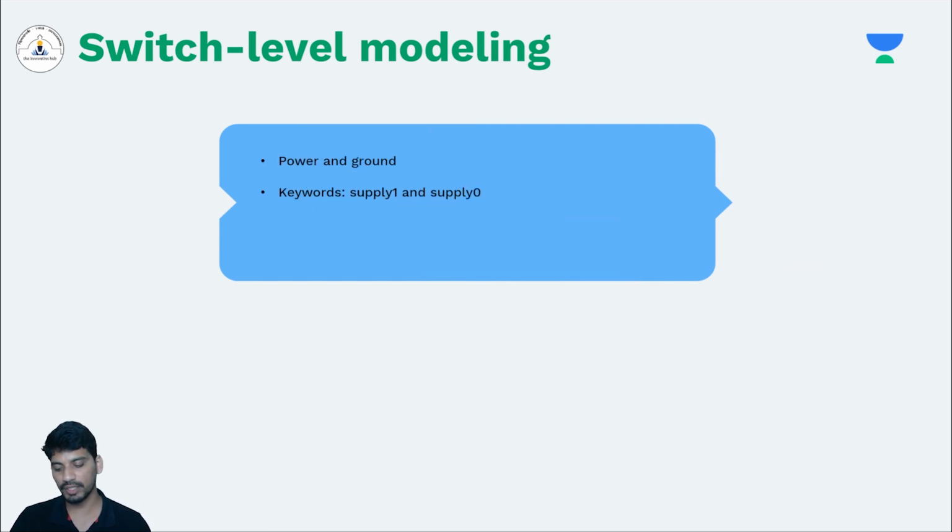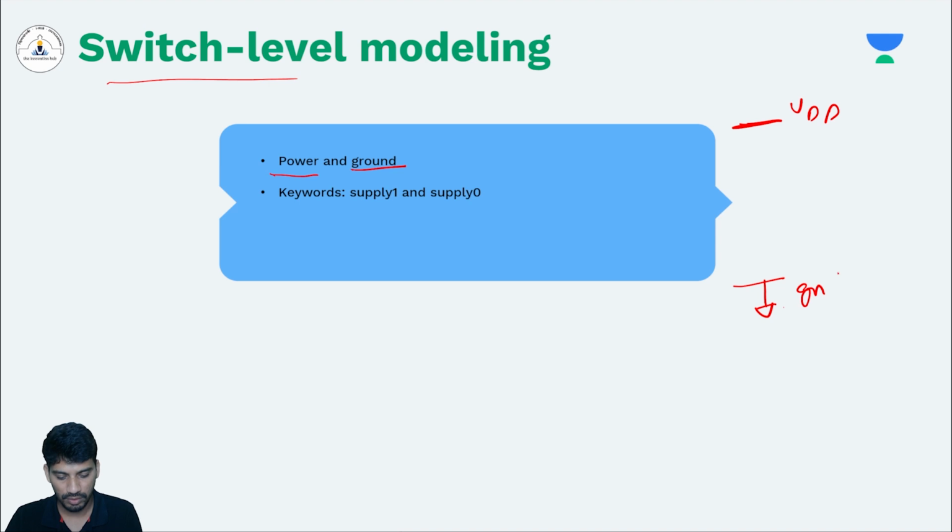Now let's see what the power and ground elements are that are available in switch level modeling. There are two elements called power and ground, in which you can assign the VDD and ground of your circuit. So what is the syntax for this? You have to use the keywords supply1 and supply0. The supply1 represents power and supply0 represents ground.